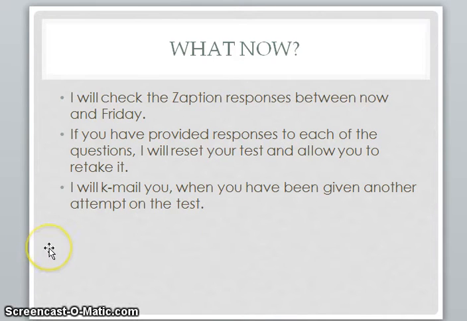Okay, so now that you have answered all of the questions, and please make sure that you do answer all of them, this is what's going to happen next. I will check Zaption responses daily through Friday. If you have provided responses to each of the questions, I will then go in and give you a second attempt on the test. I will K-mail you after this reset has taken place in order to let you know that you are now allowed to retake the test.